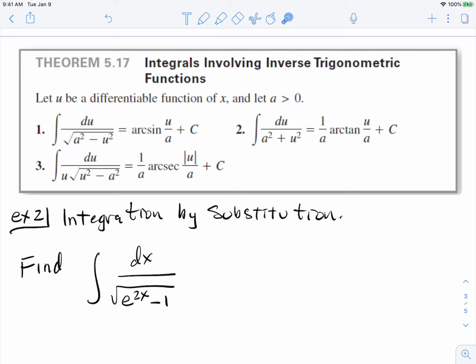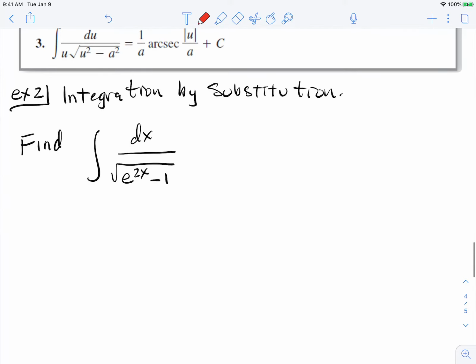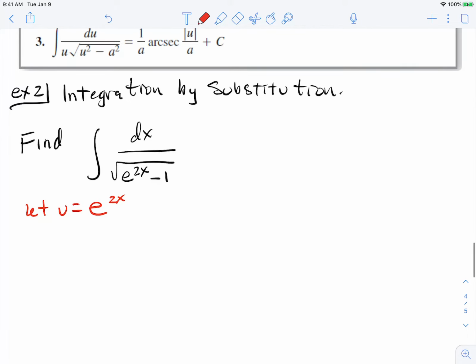So I'm looking at it, I see a square root sign, I see e to the 2x minus 1, and I'm thinking maybe it's this one. But let's see. Let's take a look. My inclination here is to let u equal e to the 2x.